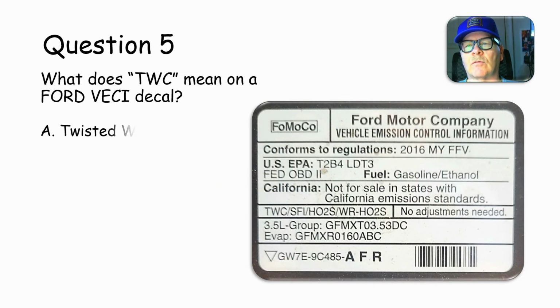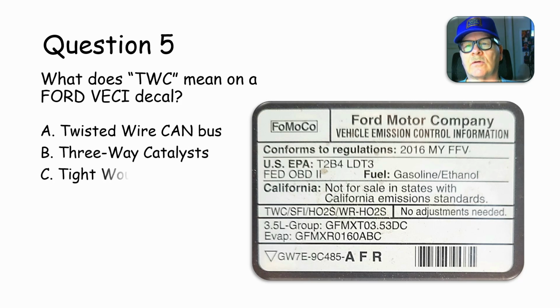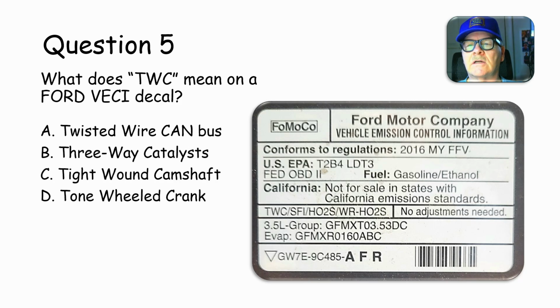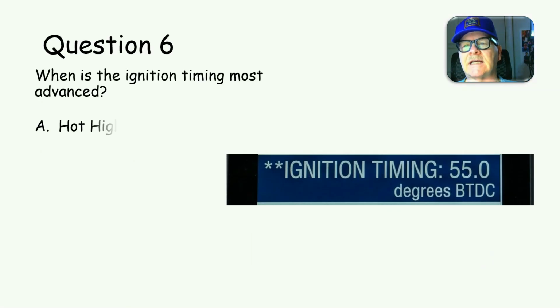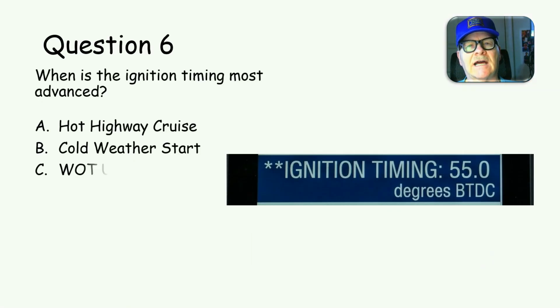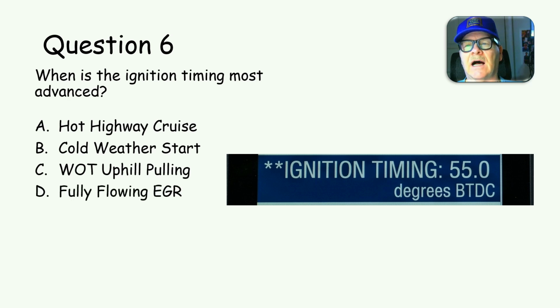Question 5. What does TWC mean on a Ford vehicle emission control information decal? Does it mean twisted wire CAN bus, three-way catalyst, tightly wound camshaft, or tone-wheeled crank? Question 6. When is the ignition timing most advanced? Hot highway cruise, cold weather start, wide open throttle uphill pulling, or fully flowing EGR?